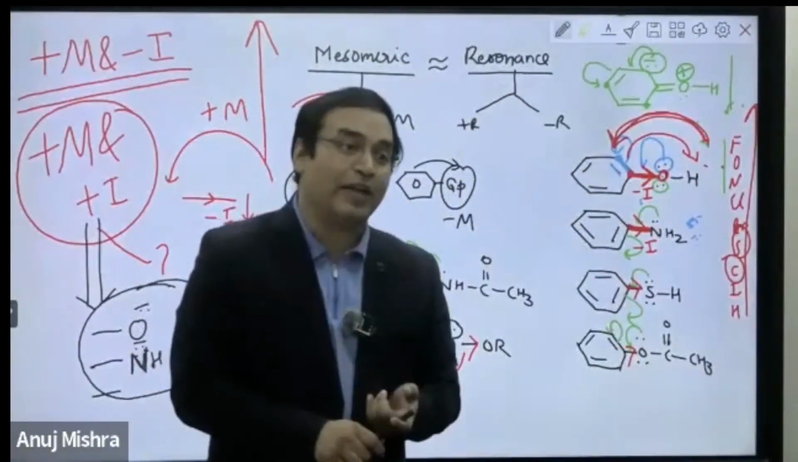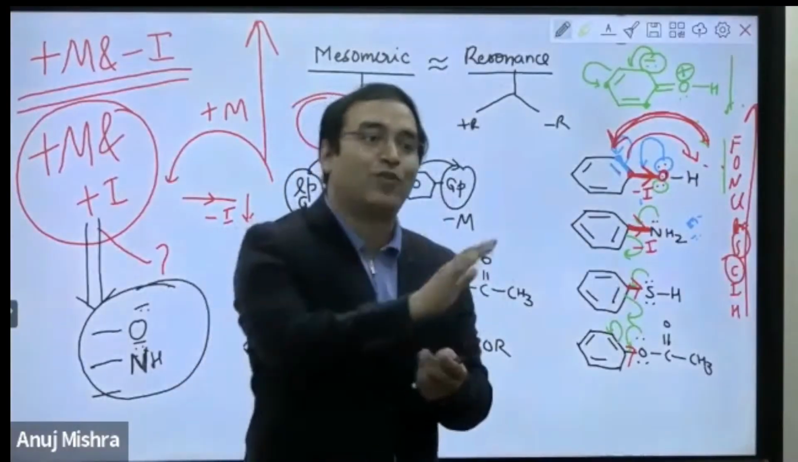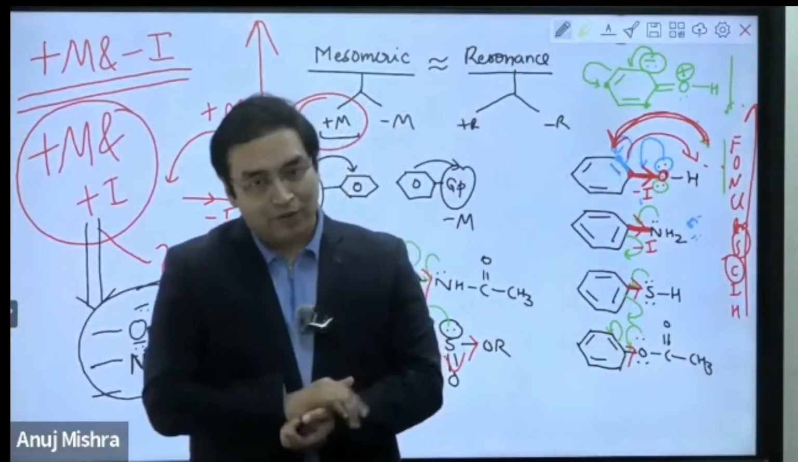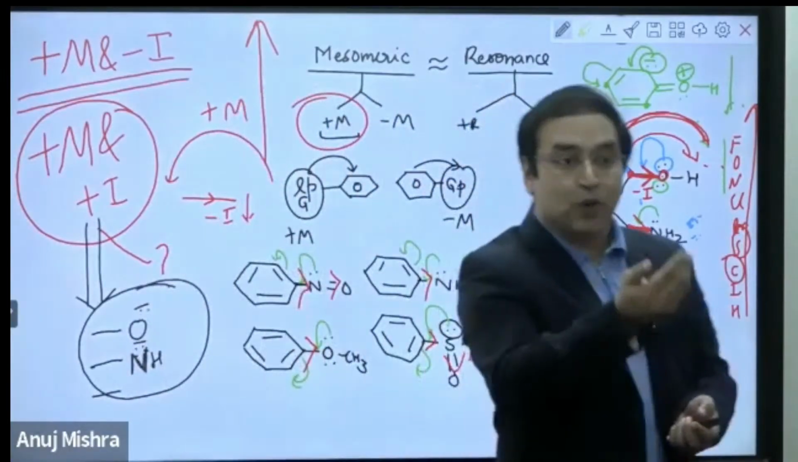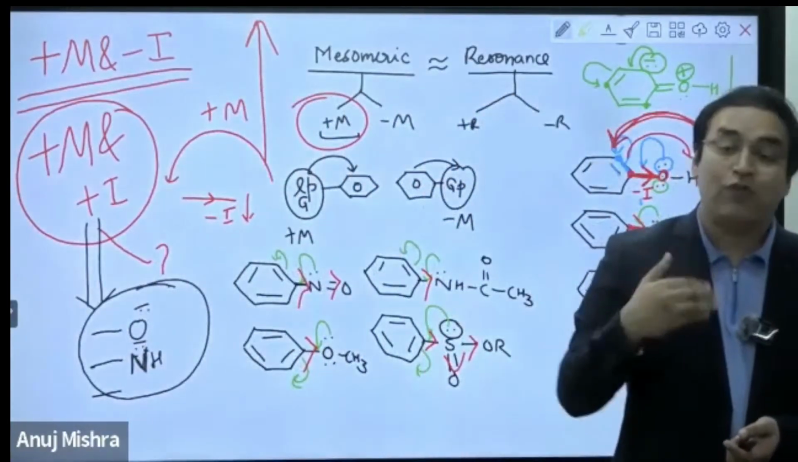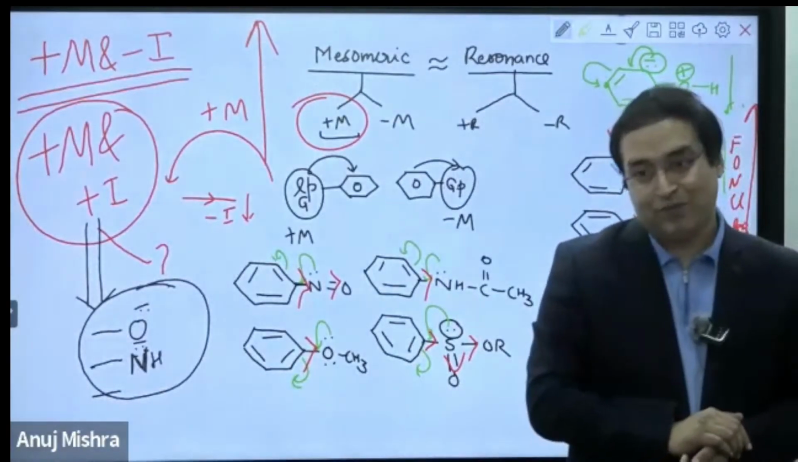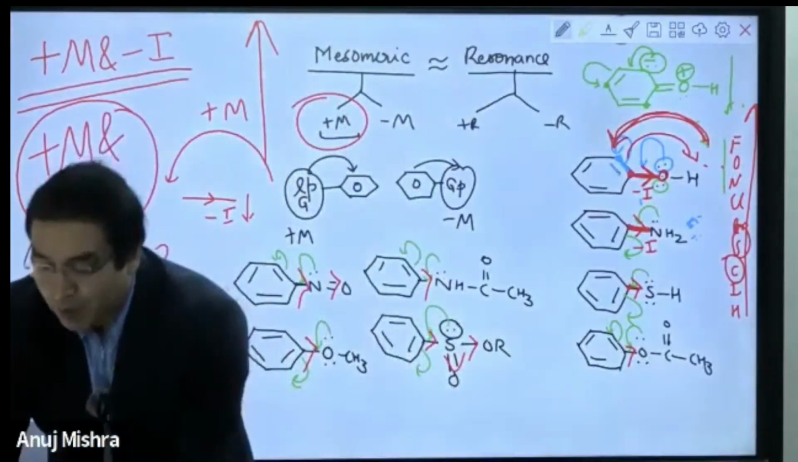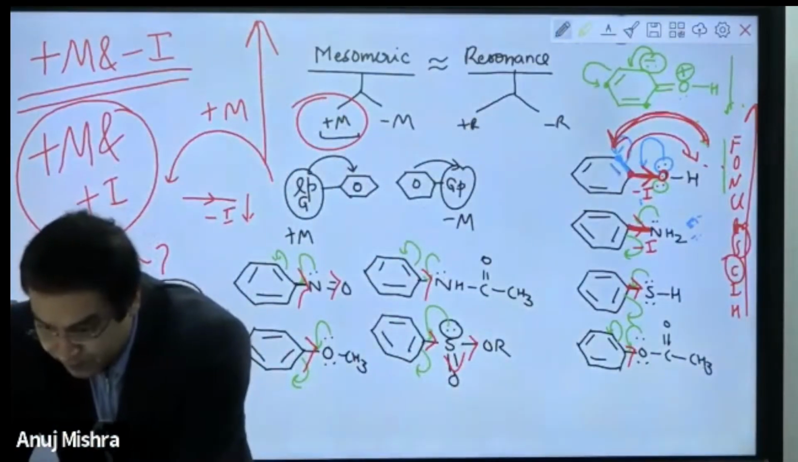Because it is O negative, so O is not having that much space where it will pull. It will start pushing electrons back because of this negative charge. So O negative will push electron back. NH negative will start pushing electrons back. It will push with plus I, and it will push with plus M also. So they are plus M and plus I groups. Please make note of it. This is an important question. Everybody please make note of it.